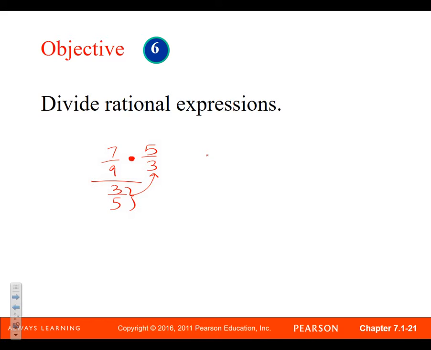It could have also been presented to you this way: 7/9 divided by 3/5. Instead of dividing by that fraction, what you would actually do is change that division to a multiplication, and then take the reciprocal of the right side, what is it, the dividend? Divisor. The divisor.